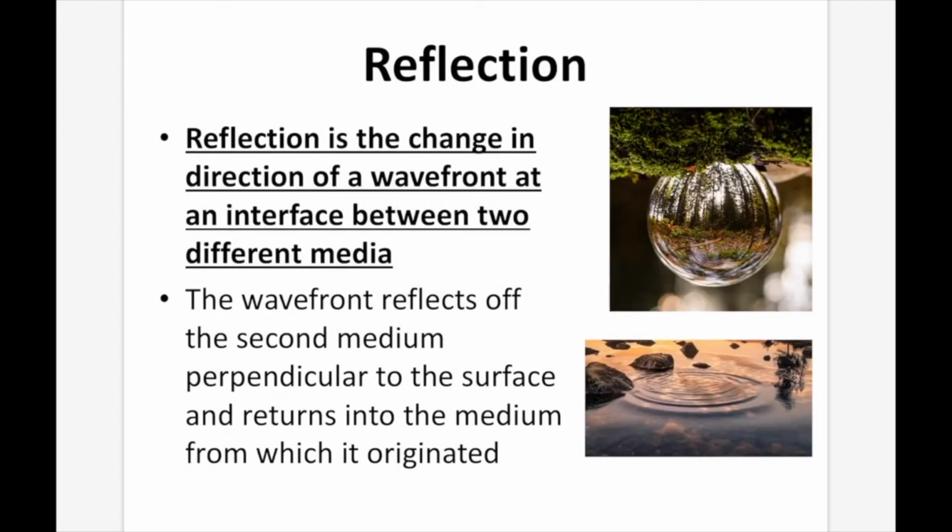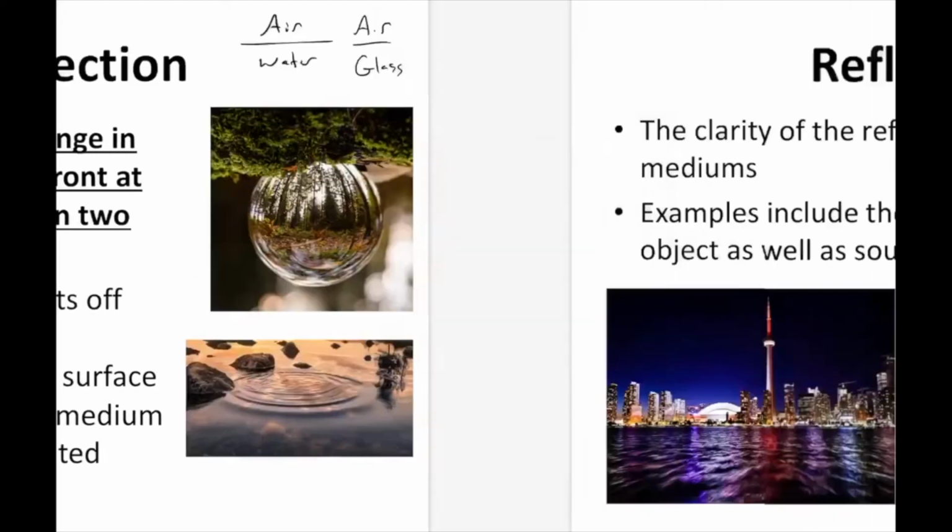Reflection. Reflection is the change in direction of a wavefront at an interface between two different media. That can be air and water, it can be between air and glass, etc. The wavefront reflects off the second medium perpendicular to the surface and returns into the medium from which it originated. So in this case, we're going to be talking about reflection, not the light waves that go through the object, but the light waves that hit the object and come back.